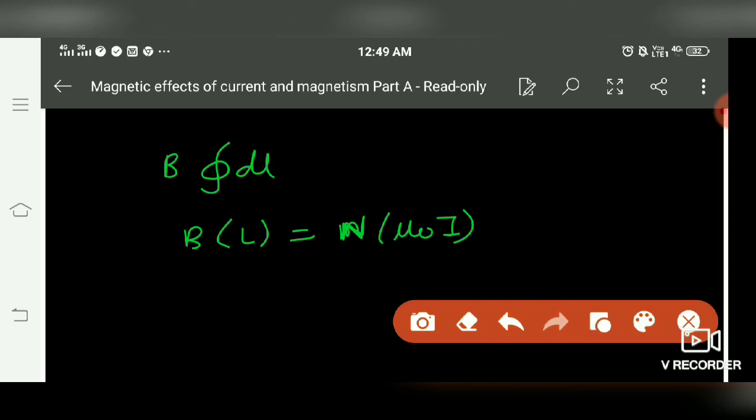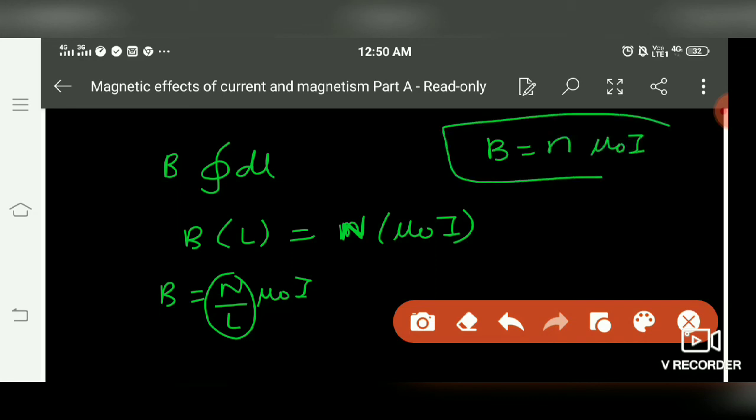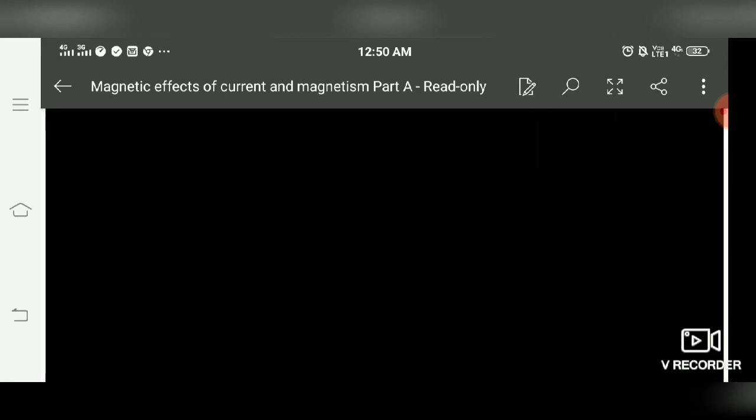So taking L on that side, we get B equals n upon L mu naught I, where this is what? Number of turns per unit length, we can write it as small n mu naught I. So this is the formula of magnetic field for a solenoid. In case of toroid, we also get the same result like this.